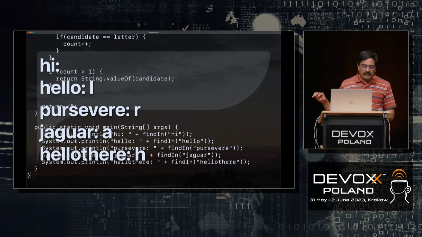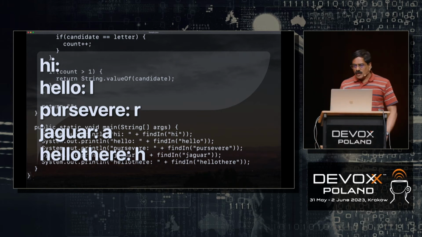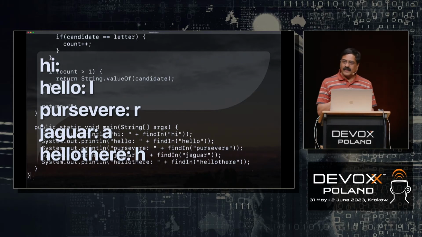Let me emphasize, what does it mean by first repeated letter? So if you say persevere here, R is being repeated, so the result is R. When you look at Jaguar, A is repeated, so that's also easy. However, when you look at hello there, notice H is repeated, but L is repeated, and so is E. But in this particular case, the result is H because H is the first letter that is actually repeated. So the problem is actually extremely simple, logically speaking. You just want the first repeated letter in a given word.